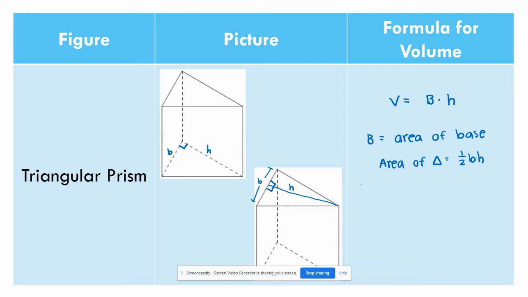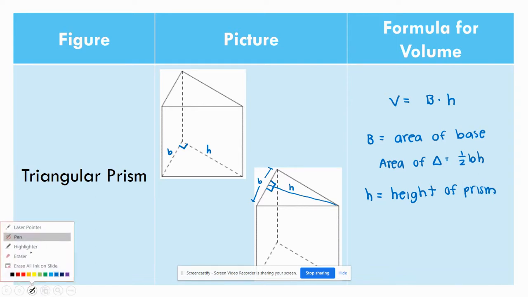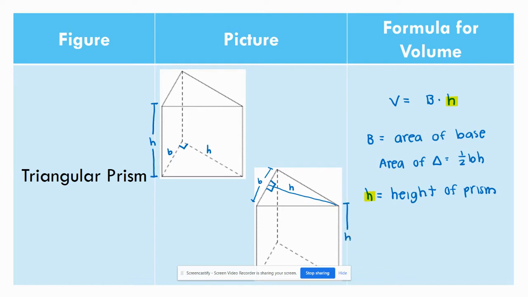So then the H that's in this formula represents the height of the prism. Let me do this really quick. If I have that H highlighted, understand that the height of the prism is what is connecting the two bases together. So that would be these H's right here. So it's a different H from the H that's a part of finding the area of your base.